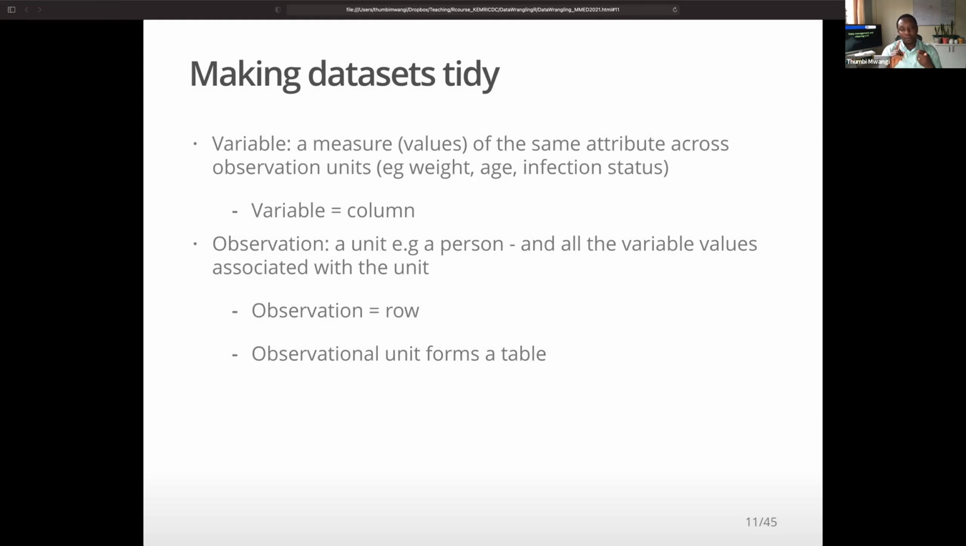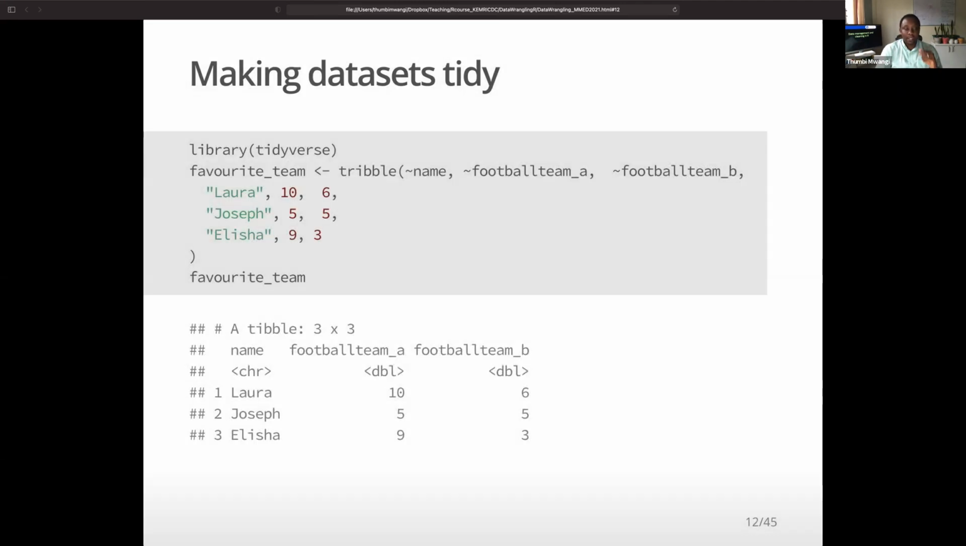So to recap, first of all, you want to make your data sets tidy. You want a variable which measures a value of the same attribute across observation units, like the examples given of weightage, infection status, and that variable is equal to a column, and then observation, which is a unit of like a person or an animal, and that observation is given as a row, and then within a row there are observational units, and when you have that together, that forms into a data table or data set. So let me introduce you to this TidyVerse if you haven't used it before, and I'll do that by switching over to my RStudio and see whether we can do this together.